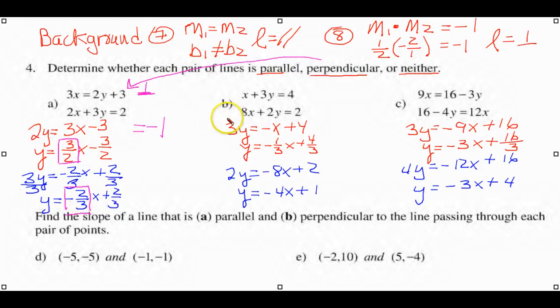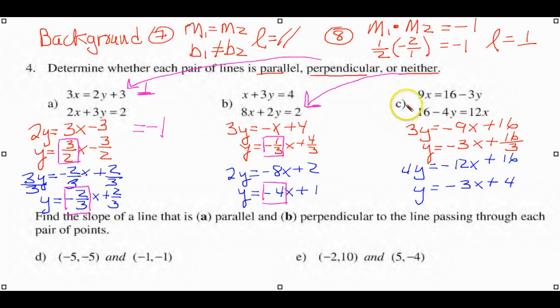Now in letter B, the slope of our first equation is -1/3, and our second equation is -4. They're not the same. The product doesn't give us -1, so this one is a neither.